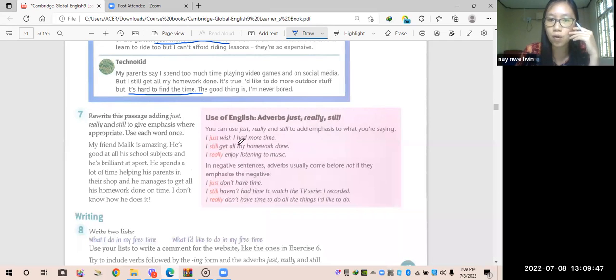I still get all my homework done. Instead of saying I get all my homework done, I still get. So it gives the emphasis meaning to the sentence. And I enjoy listening to music. So instead, you can say, I really enjoy, to give the emphasis on the sentence, right? For the negative sentence, the adverb usually comes before not, to emphasize the negative meaning. So you can say, I still haven't, or I really don't have time. So you can use it like that. Got it?